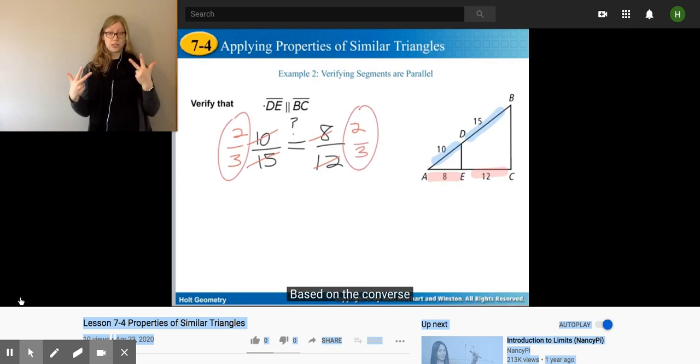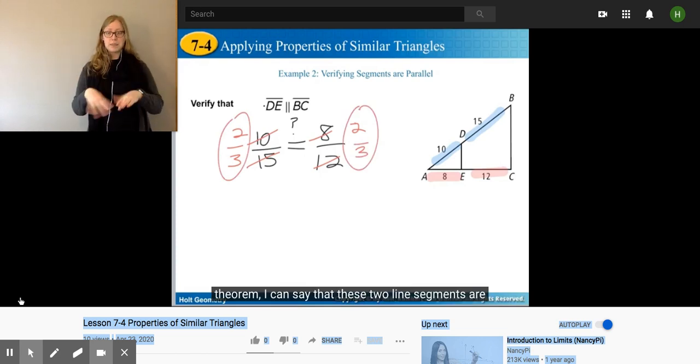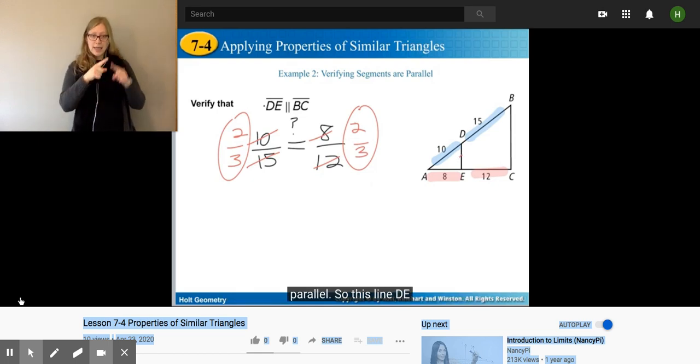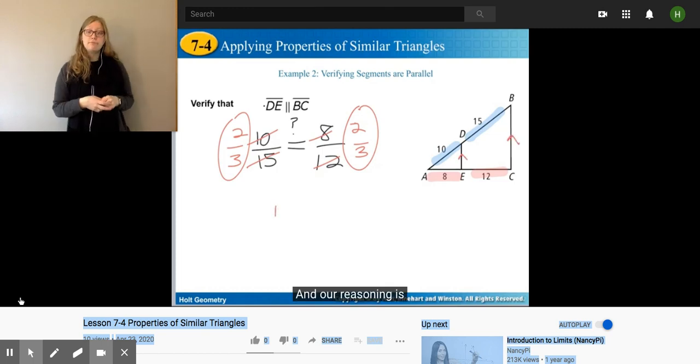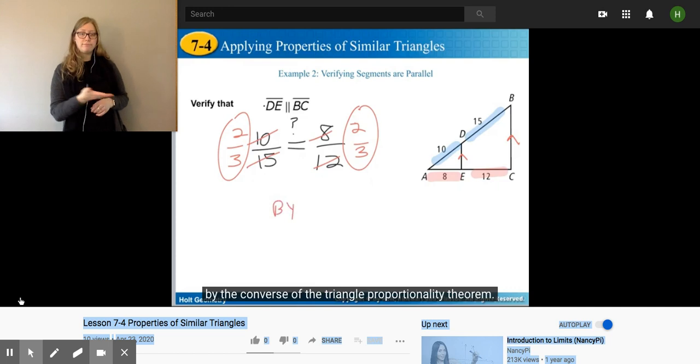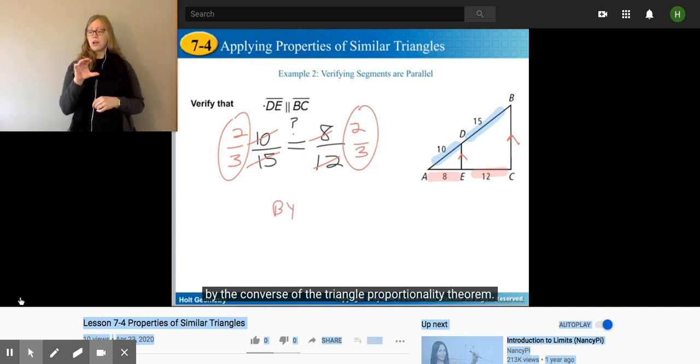Based on the converse theorem, I can say that these two line segments are parallel. So this line DE is parallel to BC. And our reasoning is by the converse of the triangle proportionality theorem.